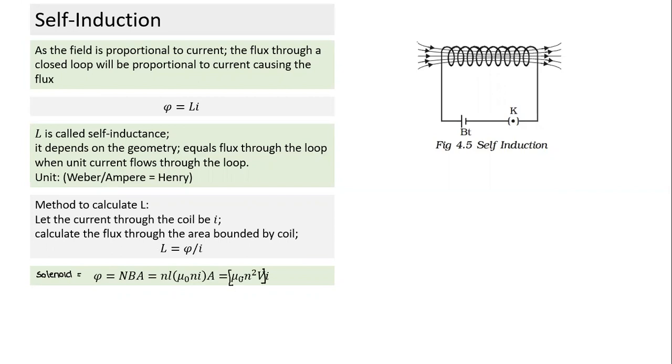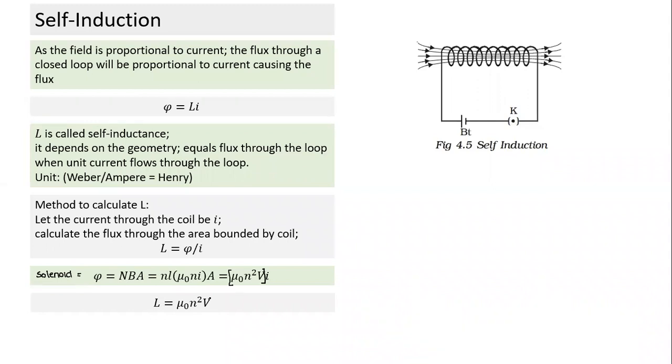And again, if you look at this, you notice the n square term. N square also depends on the geometry, how the coil has been wound, what length of the solenoid, and volume depends on the cross section area and length. So it depends on the geometry of the coil. And until we change the geometry, L will remain constant. So in this case for solenoid, what is L equal to? Coefficient of self-induction in case of solenoid is mu naught times n square into volume of the solenoid.